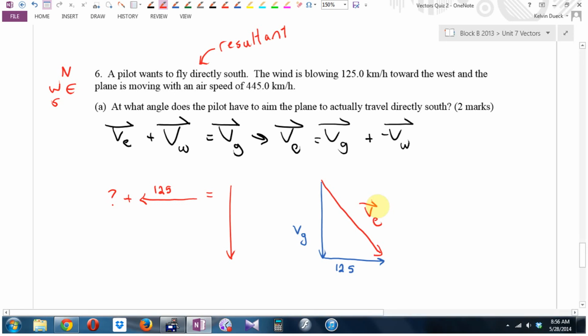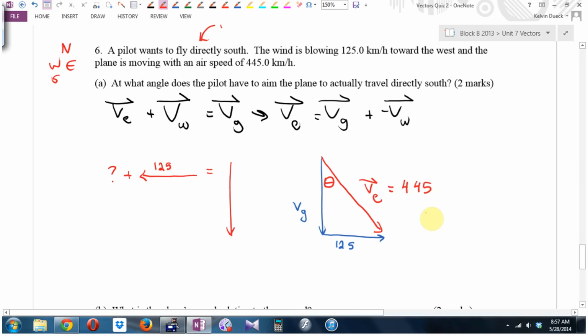Oh, and that's going to be theta. Oh, and I know the engine velocity. They told me how fast the engine is moving. 445. That's good. Because now I got two numbers. I can do the trig now.